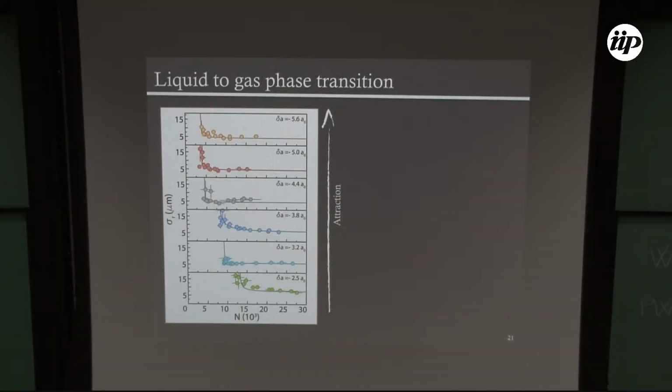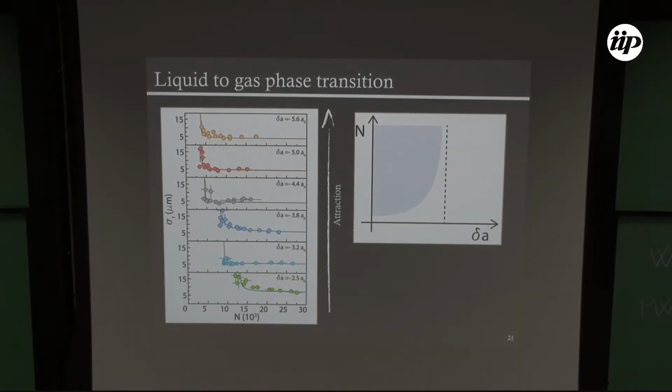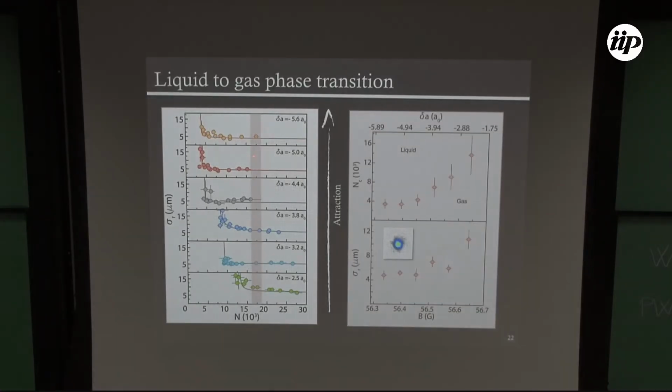Depending on this delta A, as we can observe, when this delta A becomes stronger, we need fewer and fewer atoms to keep this system self-bound. That is more or less what we observe here in this phase diagram. We have made this kind of plot for different interaction strengths, and this is what I show here. This will be the line for the phase transition. Above is the liquid, below is the gas.